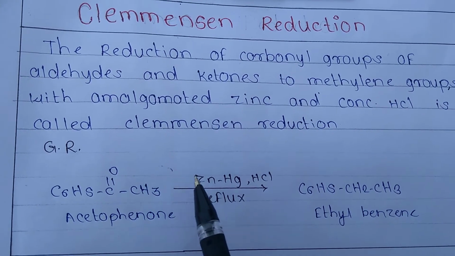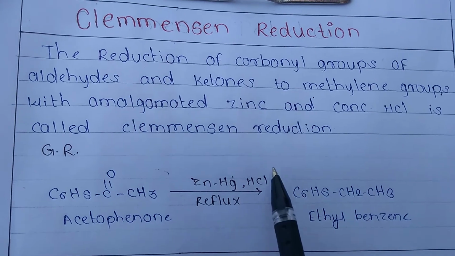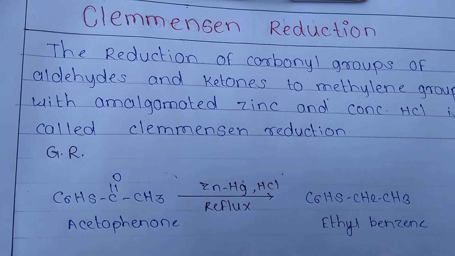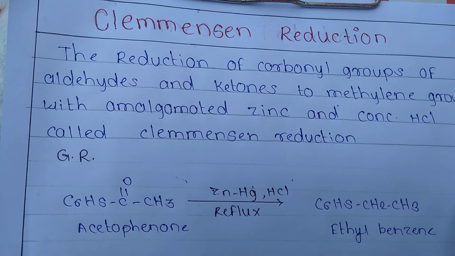Acetophenone in the presence of ZnHg and HCl gives ethyl benzene. This carbonyl group is reduced and formation of CH2 takes place.